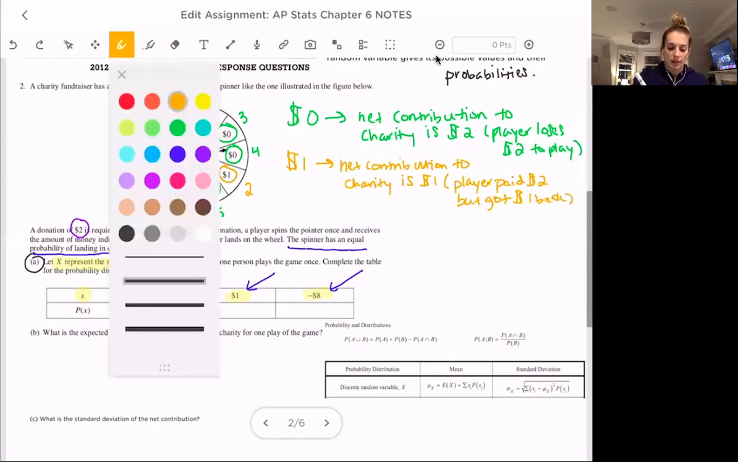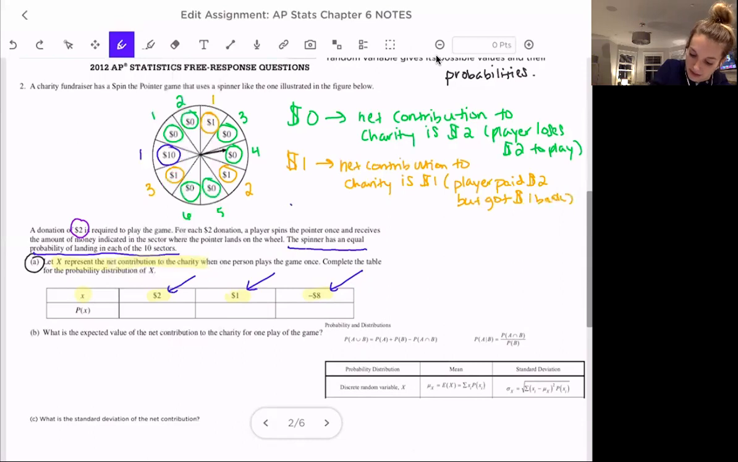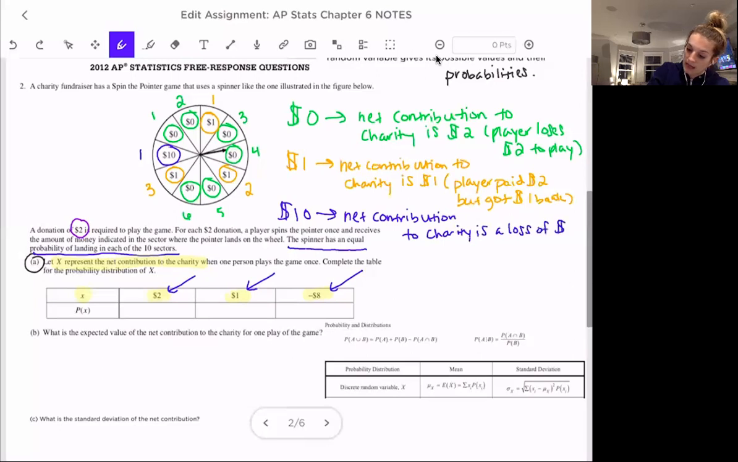The last piece of this, the last sector: if you land on $10 as the player, let's think about that. What's the net contribution to the charity? You paid $2 to play. They gave you $10 in return. So you've actually gained $8, but the charity has lost $8. So the net contribution to the charity is actually not really a contribution at all. The net contribution to the charity is a loss of $8.